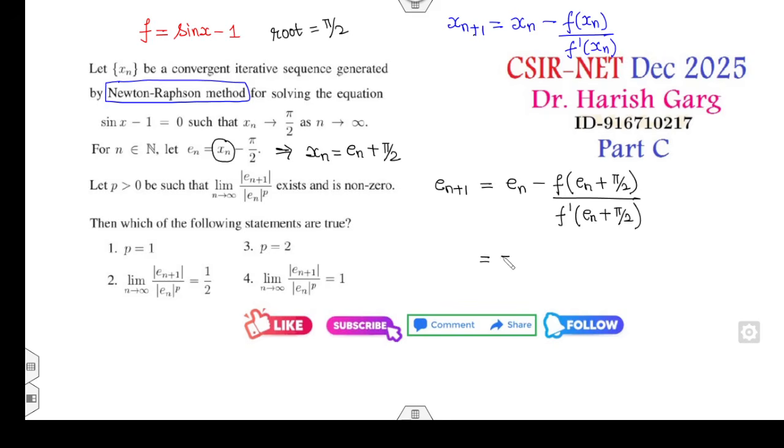Now you can substitute the value. What is f? F is sin x minus 1. What is the value of the sine of e_n plus pi by 2, minus 1? That will be sine in the second quadrant, which is cos of e_n minus 1. If you open this bracket, I can write cos of e_n minus 1.